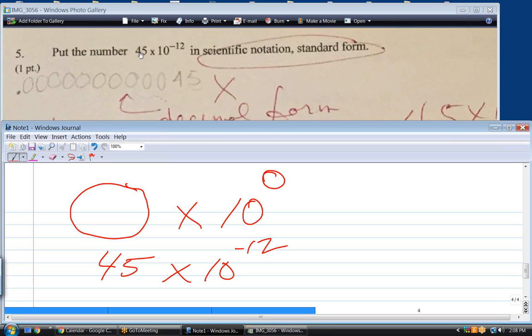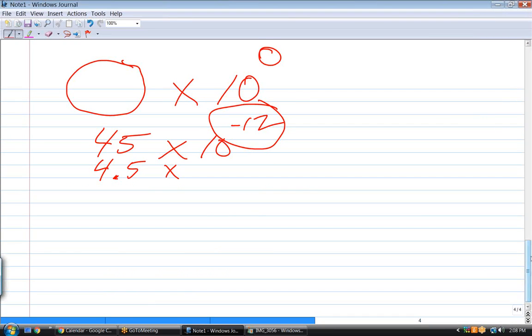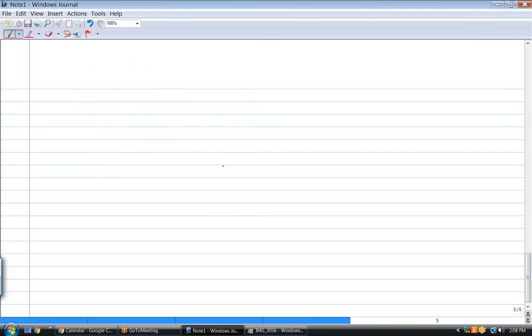So the very first thing I have to do is figure out what to do here. Well, if I divide that by 10, I can make it 4.5, right? But if I divide that by 10, I have to make that power 1 more. Let me start with, and this is the way you can always figure this out.